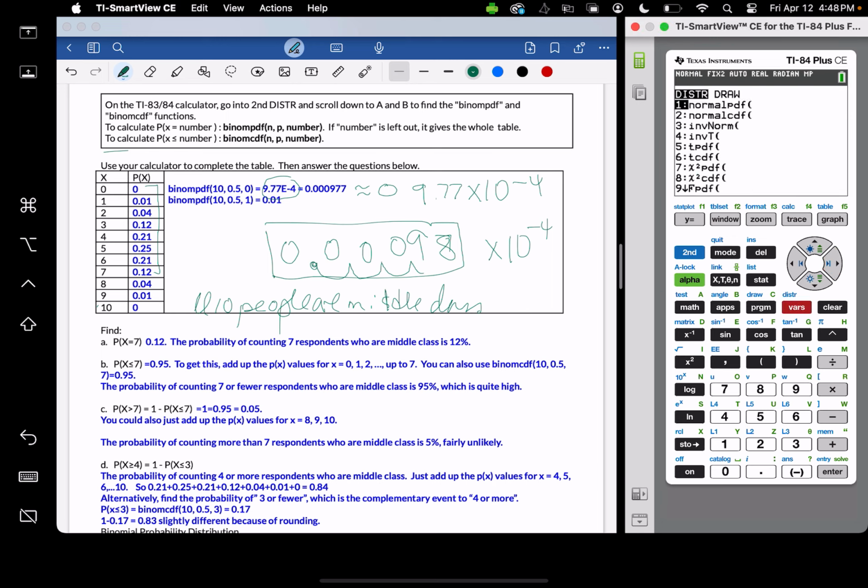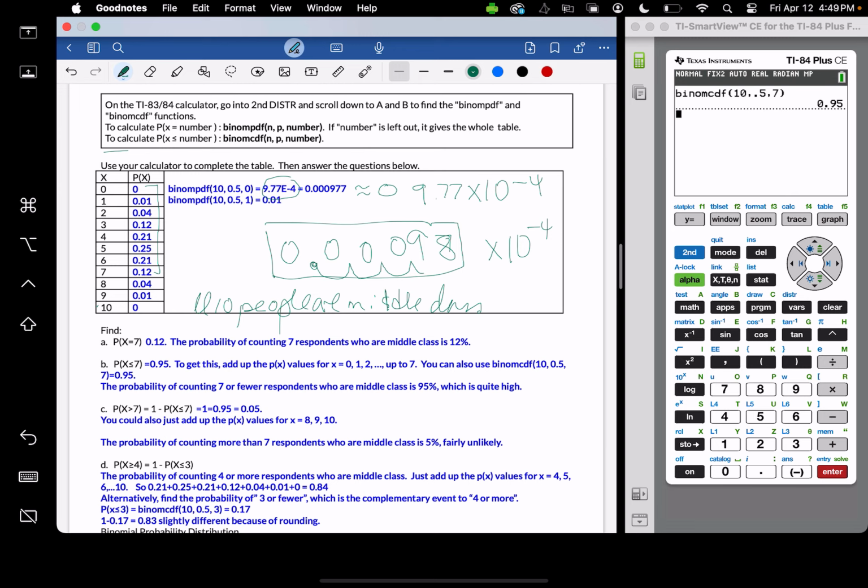Or if you want to be clever, you can do binom CDF. Second distribution, binom CDF, 10, 0.5, 7, and it just gives you the answer right away, 0.95. It's like, oh, you mean cumulative, and then it just adds up all the values up to 7. So that's kind of handy, but you always can just use the table. The table is sort of the basic way to do things. 95% of the time, we will get 7 or fewer respondents stating that they are middle class.